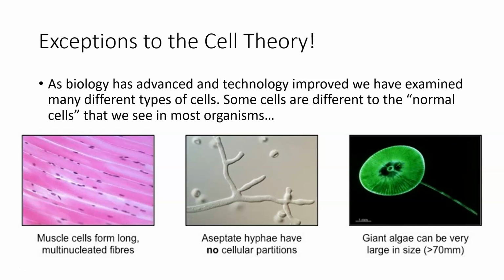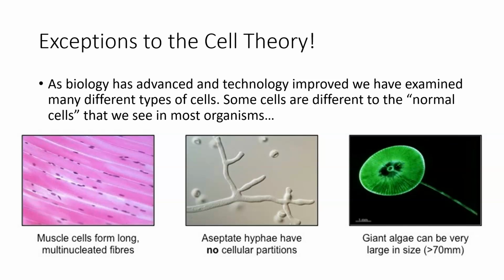But there are always exceptions. It seems like there's always exceptions to the rules. There's always gray area, and IB would like you to know that there are specific examples that go against what is traditionally cell theory, or what traditional cells typically exhibit. And so the three exceptions to this cell theory that I want to highlight are muscle cells, aseptate hyphae, which is basically a fungus, and the giant algae.